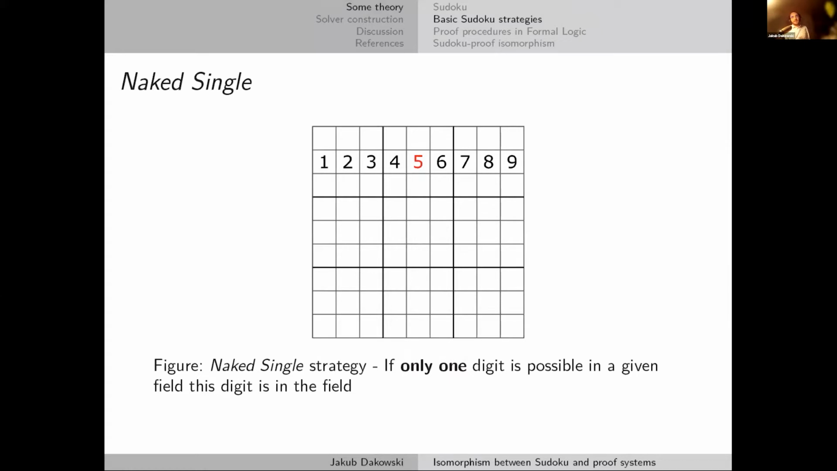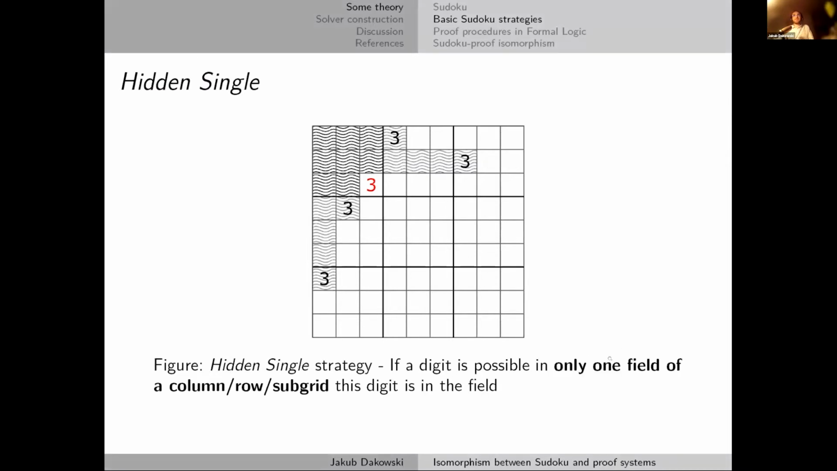This basically says that if in a given field only one digit can be placed, this field will have this digit in it. That's kind of self-explanatory. Basically, as you can see here, if we do not have a 5 in a field that can only host a 5, there will be a 5 in this situation. Another strategy is hidden single.